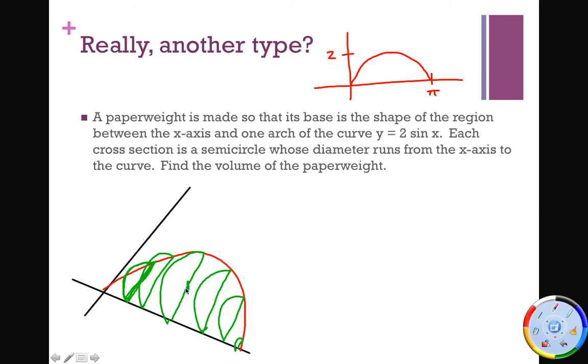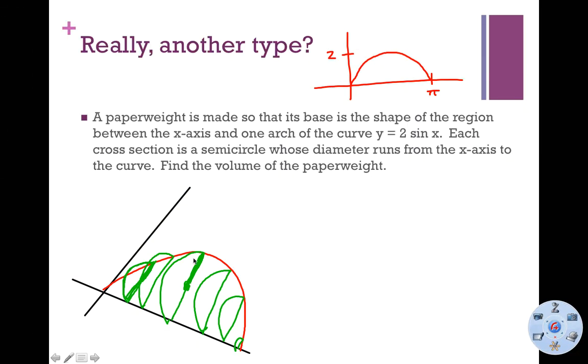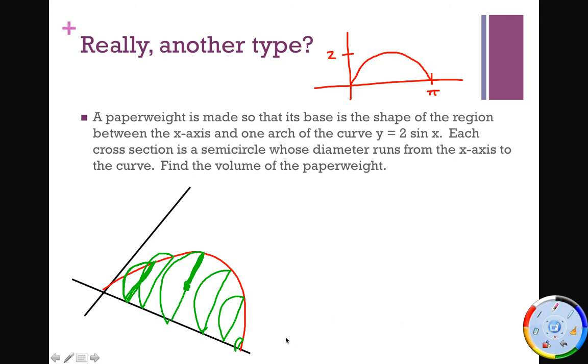Well, this is a semicircle, which means we can use some circle ideas here. But in order to do a circle idea, excuse me, we need to figure out how to find the radius of the circle. Okay, well, the radius of the circle is half of the function 2 sine x, because the function being the full distance, the diameter, it actually says that the semicircle whose diameter runs from the x-axis to the curve, which means the radius is just half of that, which is equal to sine x.